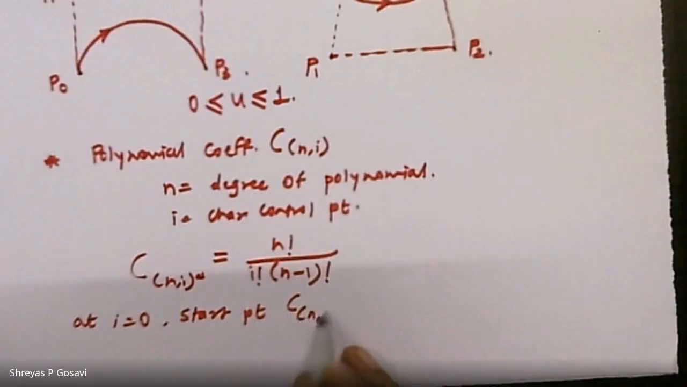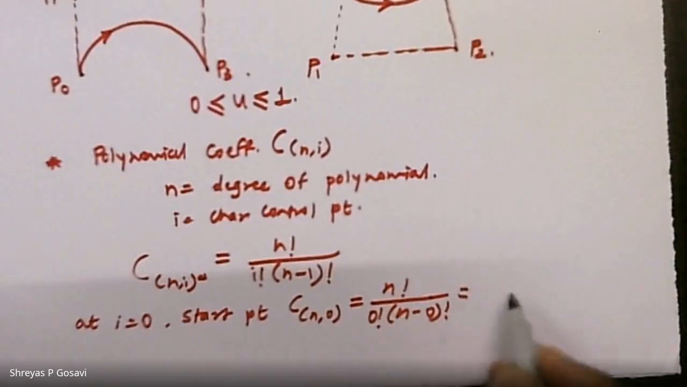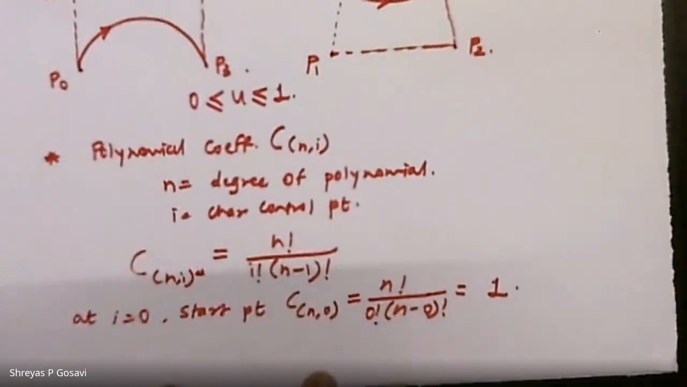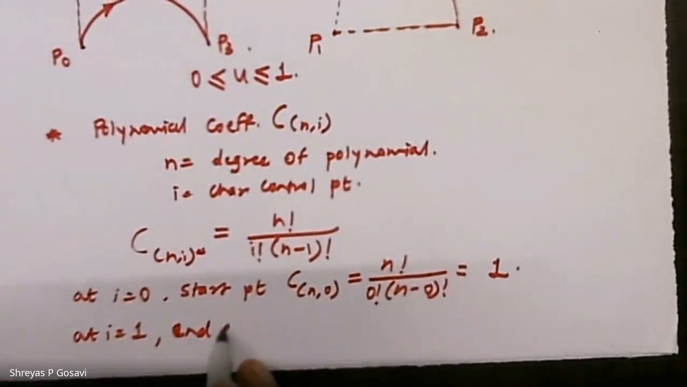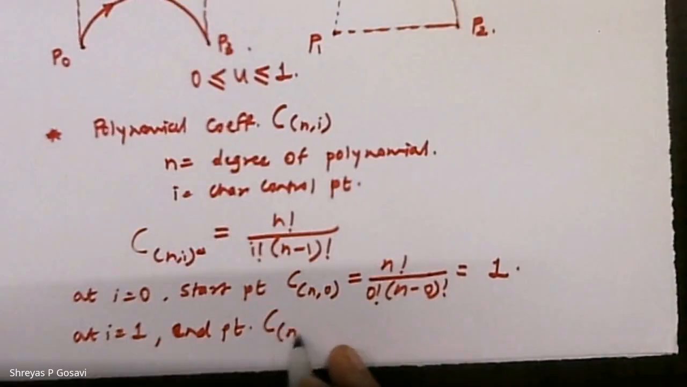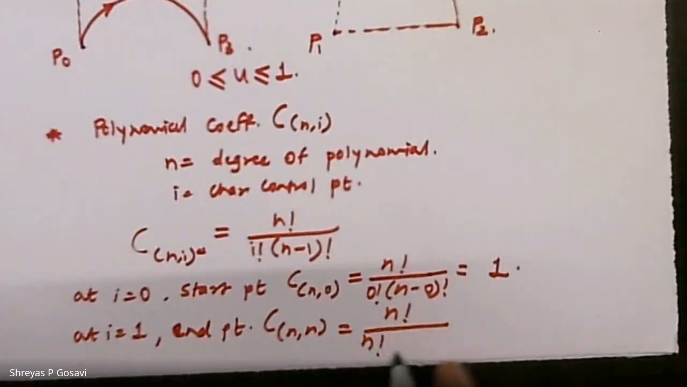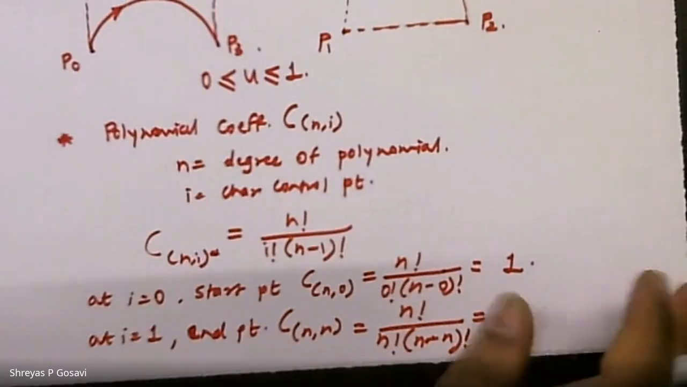Okay. C of n, 0 will be equal to n factorial upon 0 factorial into n minus 0 factorial. So it will be n factorial upon n factorial, so the answer will be equal to 1. Then at i equal to n, that is the end point of this curve, C of n, n will be equal to n factorial upon n factorial into n minus n factorial, that is again 1.